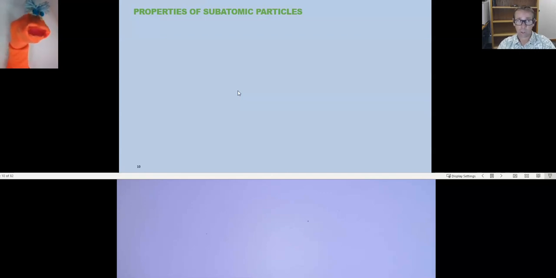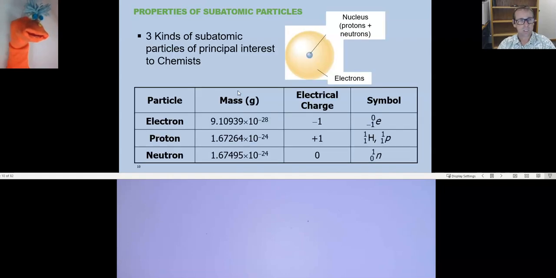Protons, neutrons, and electrons. Very good. Protons, neutrons, and electrons. These are our three subatomic particles. Okay? And as we've mentioned before, the protons and neutrons are in our nucleus, and electrons are on the outside, right? Here are the masses of these different entities.